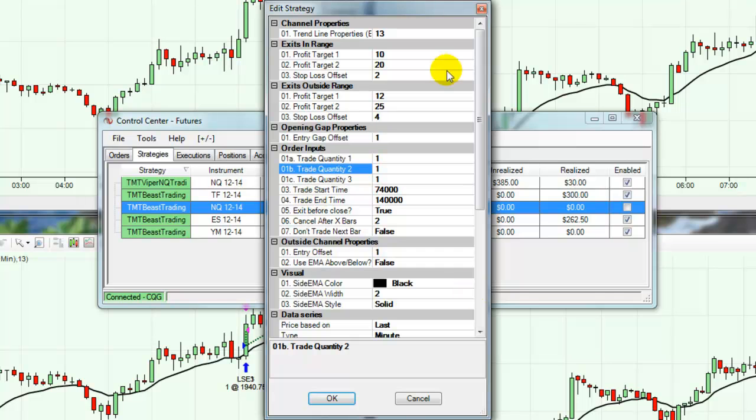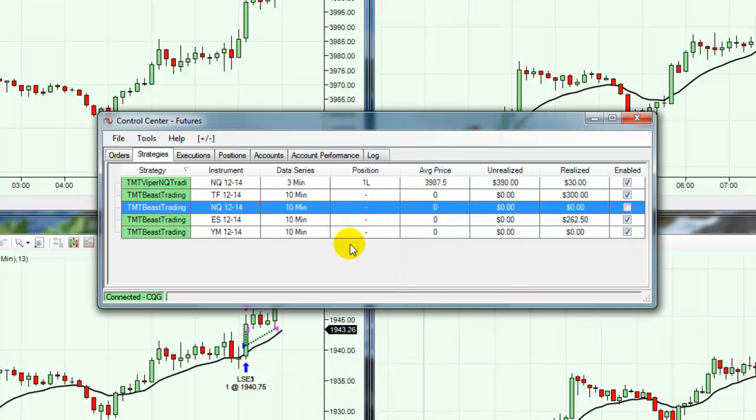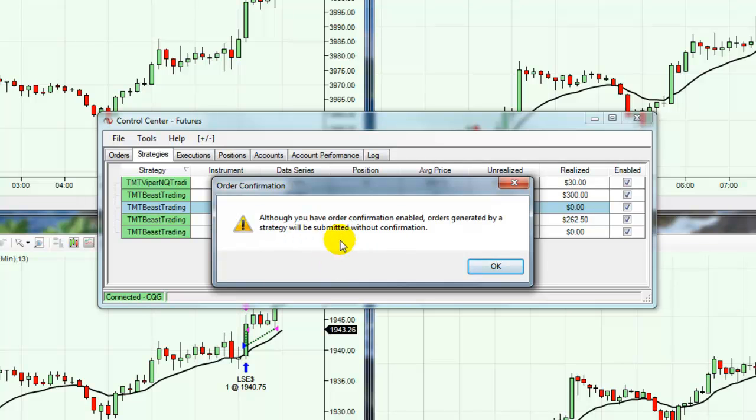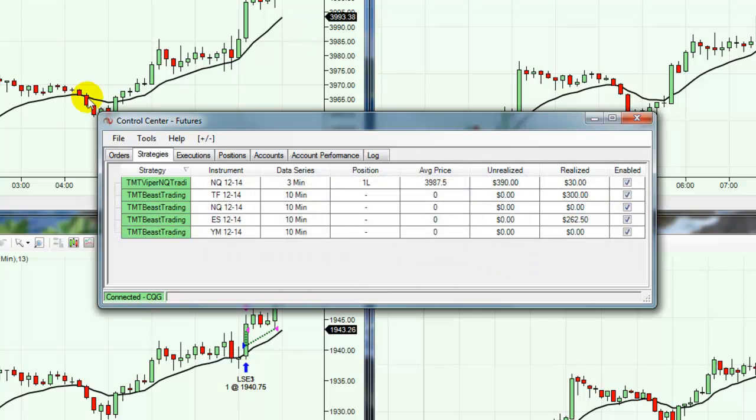But now that you've set this up the way you want to, hit OK. And then to enable the system so it can start looking for trades, just go back to your enable box and click it on. It'll warn you that it'll be generating orders without your confirmation. You hit OK. Now you see the moving average pop back on the screen. It turned green, so now it's looking for trades.